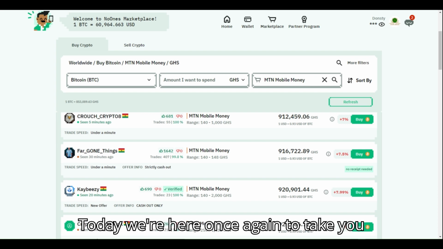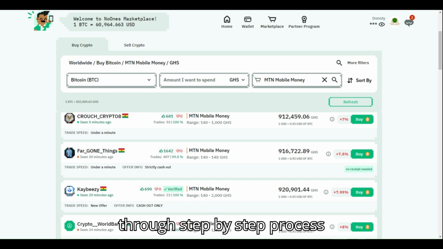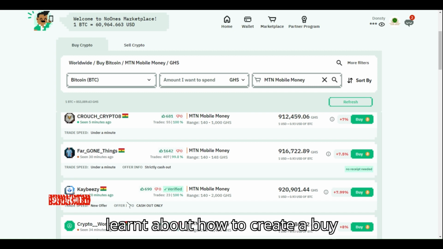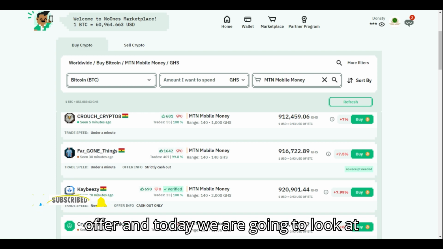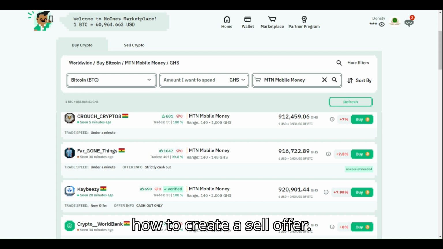Today we are here once again to take you through the step-by-step process on how to create a sell offer on the NoOnes P2P trading platform. In our last lesson, we learned about how to create a buy offer, and today we are going to look at how to create a sell offer.